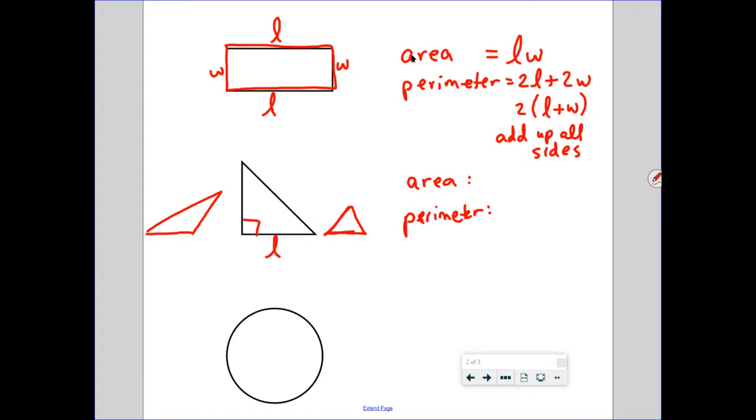Now, some people do length and width. The more common is not length and width. The most common is base and height. Base and height, all right? Now, I do want you to be careful with this here.